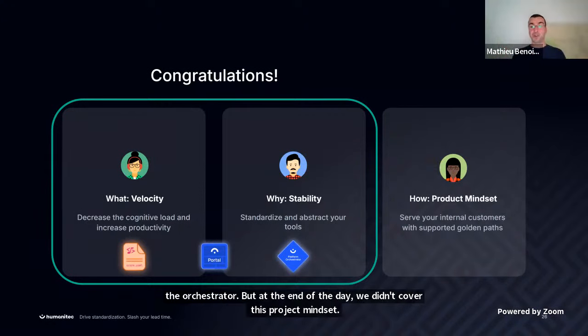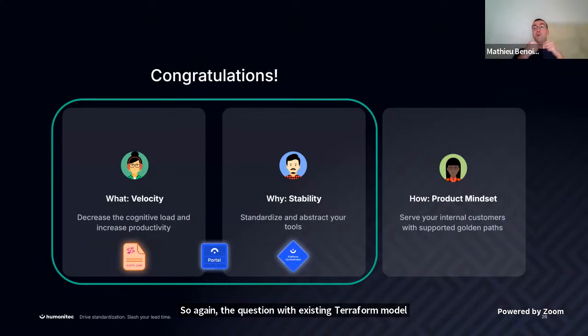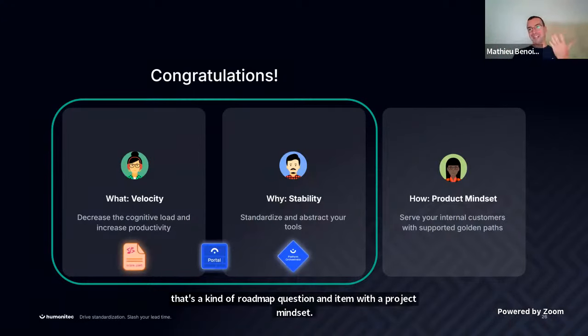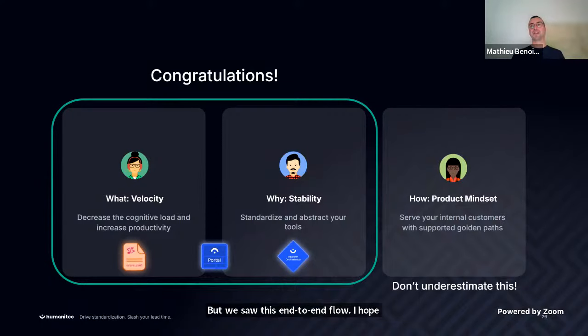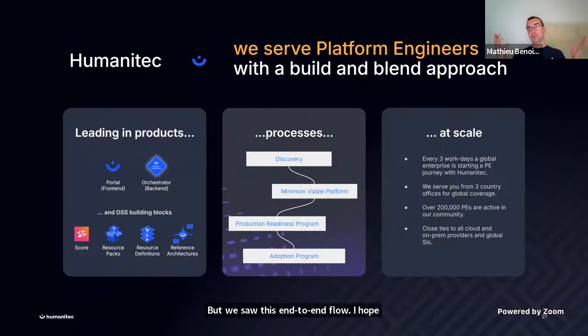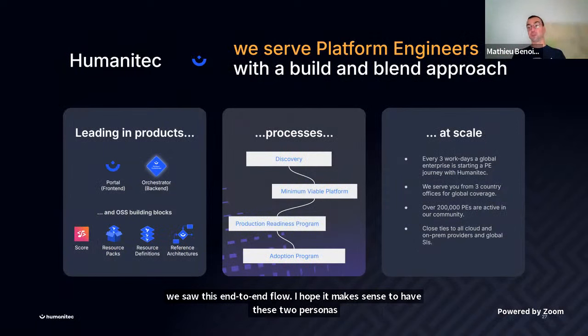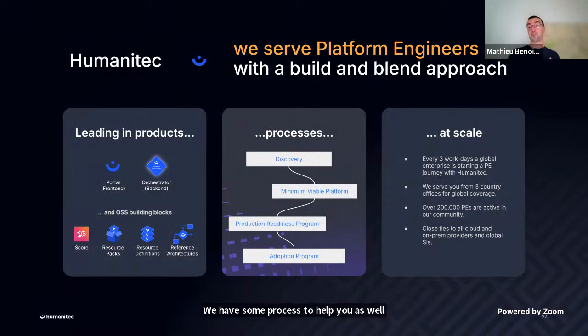So again, the question with the existing Terraform modules could be part of the strategy. Which ones do we want to support officially and standardize, right? So that's a kind of roadmap question and item with a project mindset. But we saw this end-to-end flow. I hope it makes sense to have these two personas here. The product we have seen, we have some process to help you as well, and a strategy to build your first minimum valuable platform, etc.